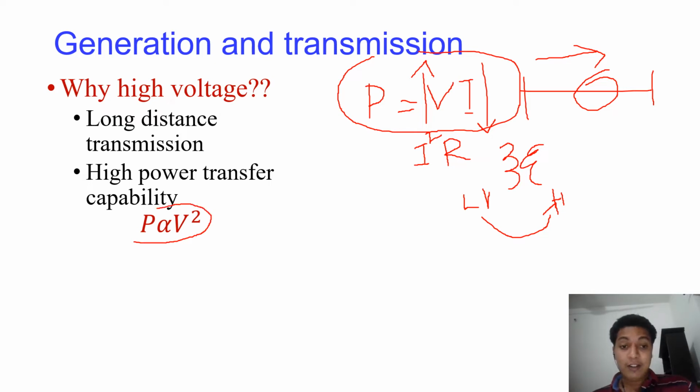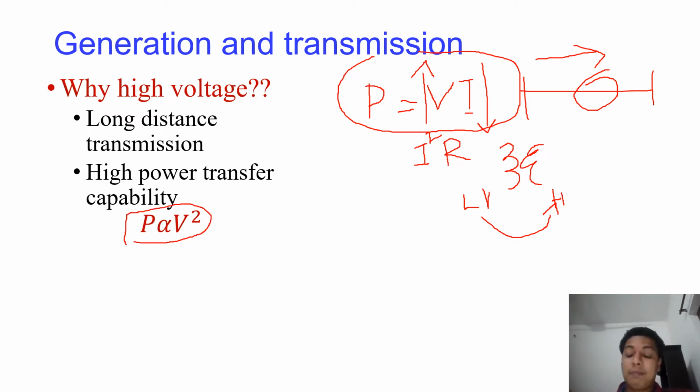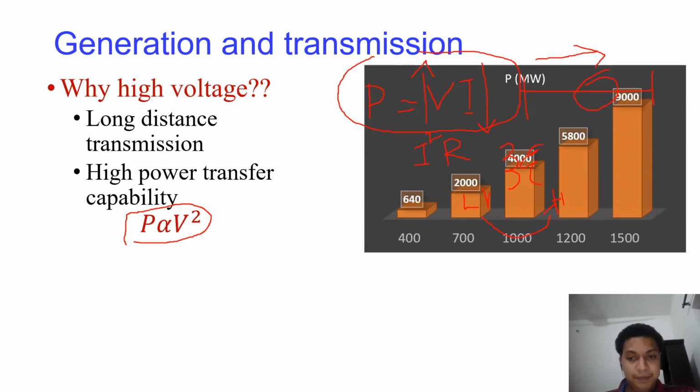So whenever you are increasing the voltage, your power transfer capability is also increasing by the square of the voltage. So that is what is meant. This shows the curve, where this axis is the voltage.